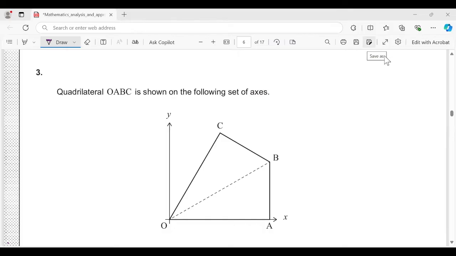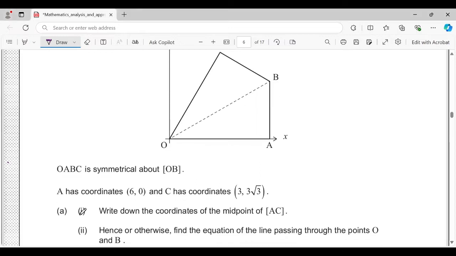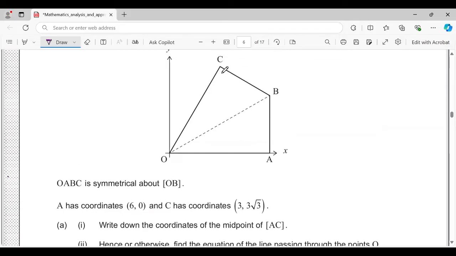Number 3, quadrilateral OABC is shown on the following set of axes. This is the diagram. Quadrilateral OABC is symmetrical about OB. OB is the line of symmetry of this quadrilateral. A has coordinates 6, 0. So the coordinate point of A is 6, 0, and this point C has coordinates 3, 3 square root 3.